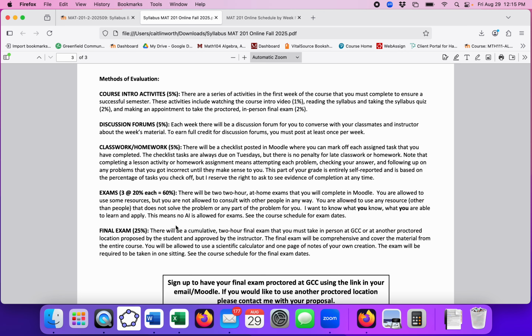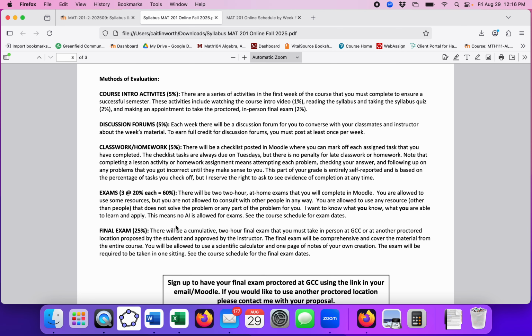Okay, so after those first week activities, each week there's a discussion forum, and those are going to be worth 5% of your grade. And classwork/homework, excuse me, is worth 5% of your grade. The way we measure your classwork and homework is that there is a checklist posted in Moodle where you can mark off each assigned task that you have completed. The checklist tasks are always due on Tuesday, but there's no penalty for late classwork or homework. So the checklists, there's no late penalty.